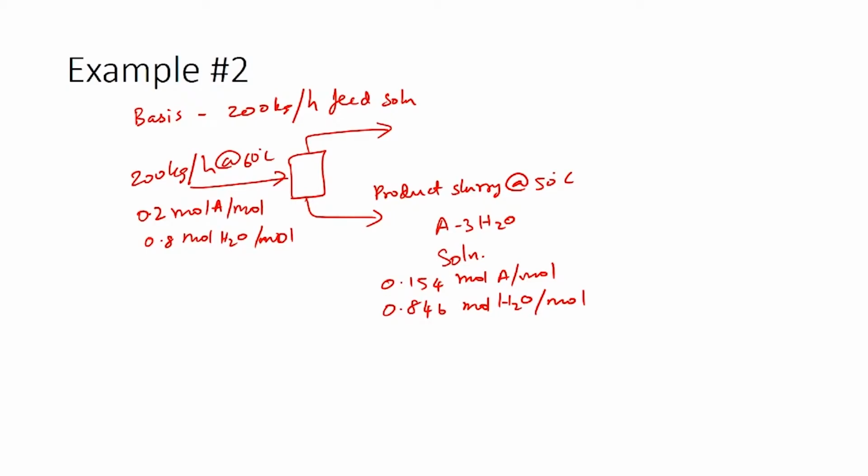The other stream is the water vapor. You have water vapor which is leaving the system also at 50 degrees Celsius, and it has been told that 16.9% of the water in the feed is actually getting evaporated and leaving through this stream.